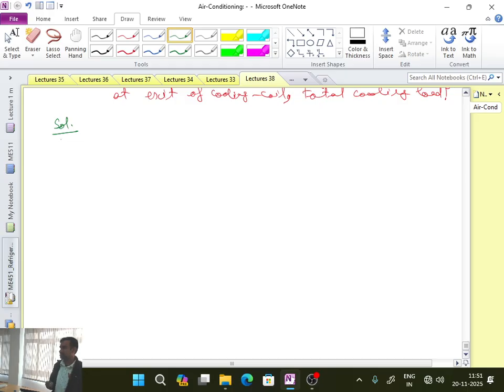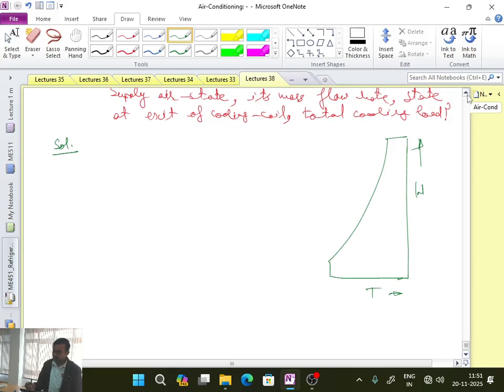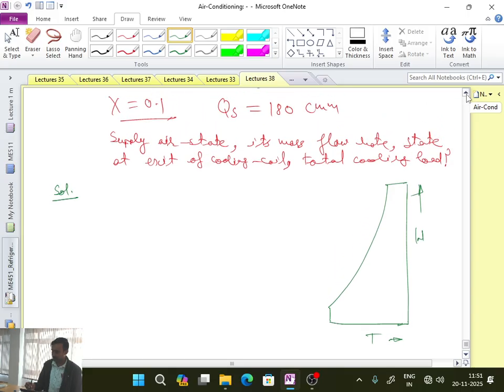What should be the process? If you see on the psychometric chart, how can I represent this? Please tell me. Let me also specify some state points. Okay.